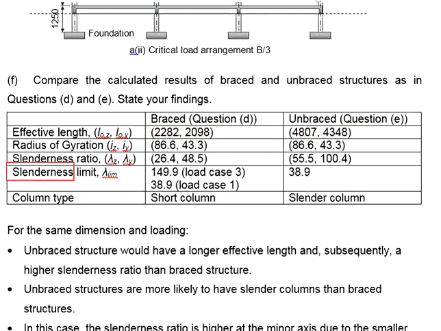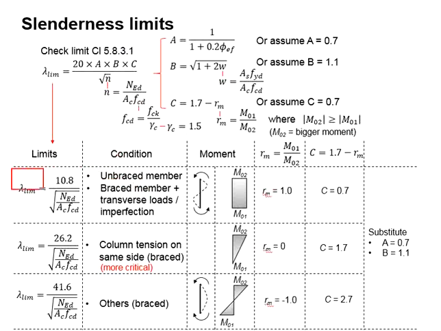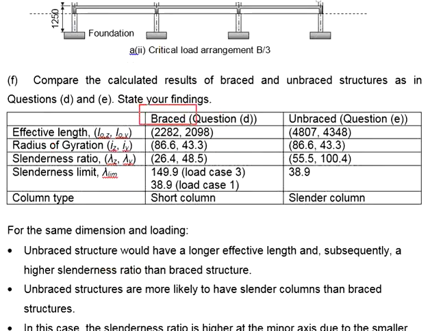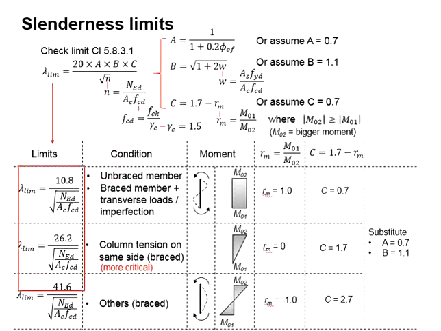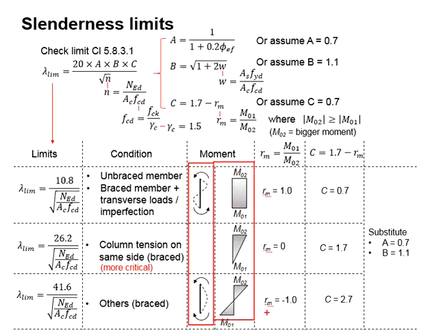Next, it will be determining the slenderness limit. For the unbraced structure, the slenderness limit will be determined by this equation. There is no doubt about it, since the other two equations are not applicable to the unbraced structure. As for the braced structures, the slenderness limit can be determined by either of these three equations, subjected to the response of the column, as well as the moment acting onto the column.